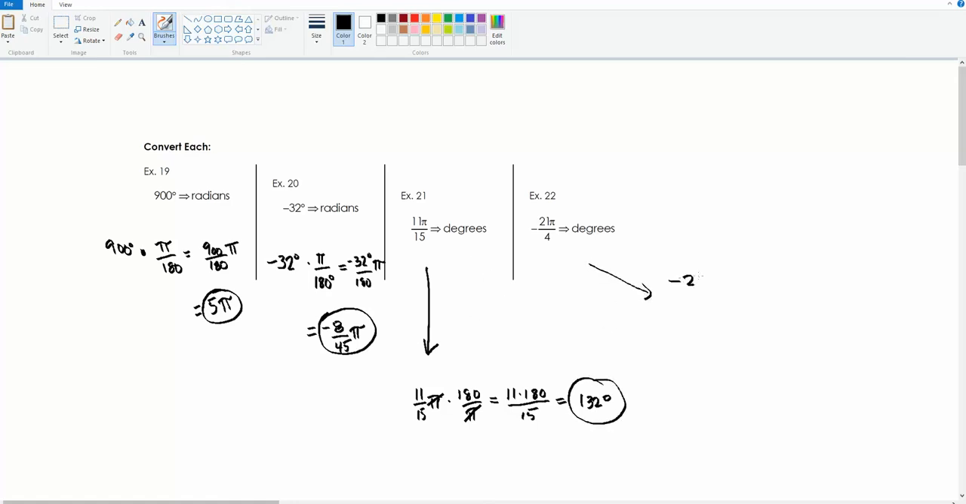All right, negative 21 over 4 pi. And we want to change this into degrees, so times 180 degrees over pi. Beauty of this is the pi's cancel, and now you have negative 21 times 180 divided by 4. So negative 21 times 180 divided by 4. And I get negative 945.